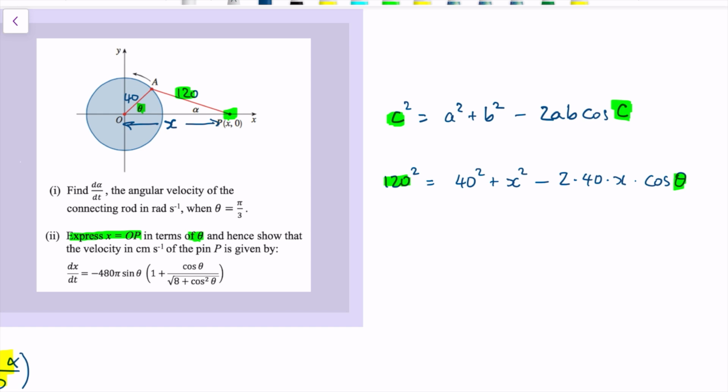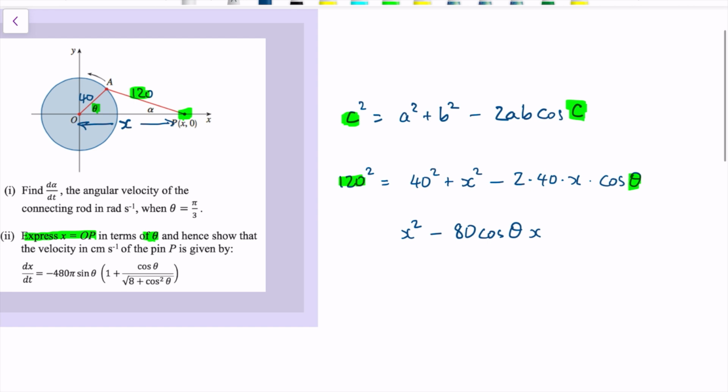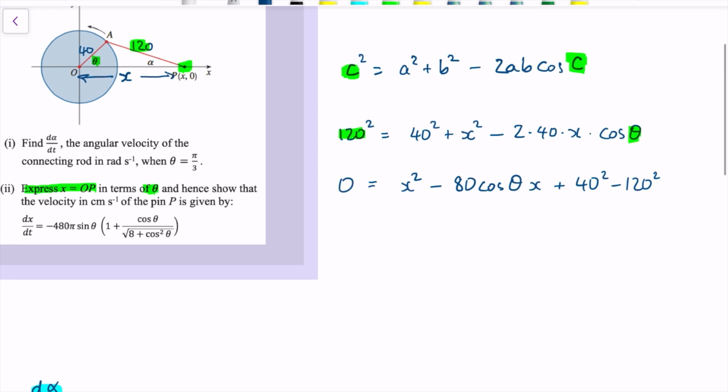Okay, so 120 squared minus 40 squared. No, we're trying to make x a subject here. Okay, so we've got x squared minus 80 cos theta x, and then we've got plus 40 squared minus 120 squared equals 0. So it's a quadratic in x now, and we can make x the subject of that.